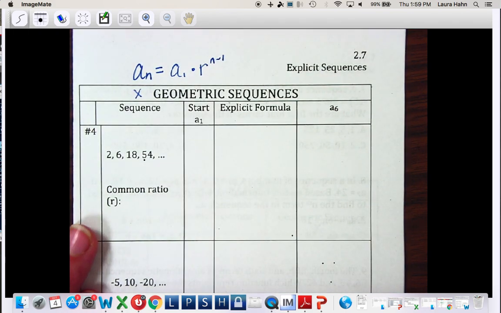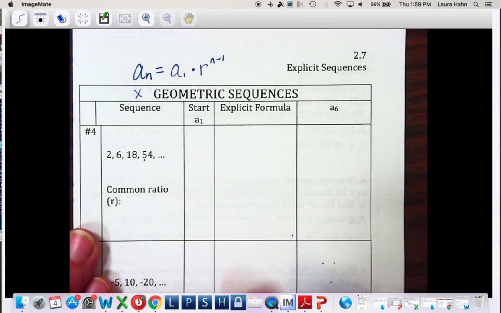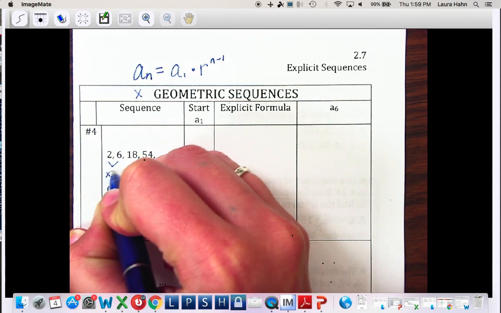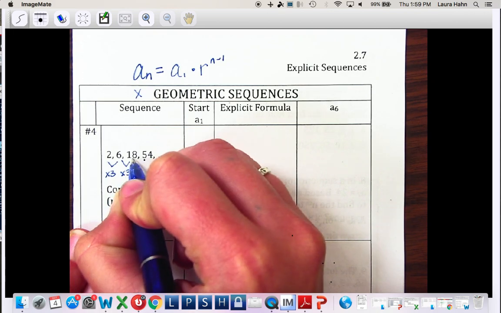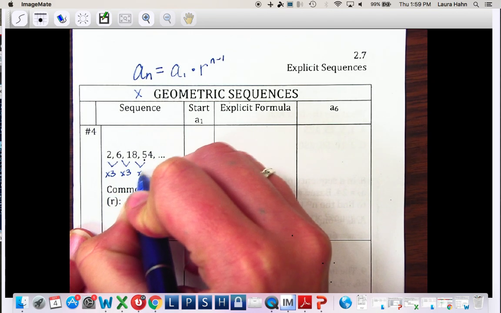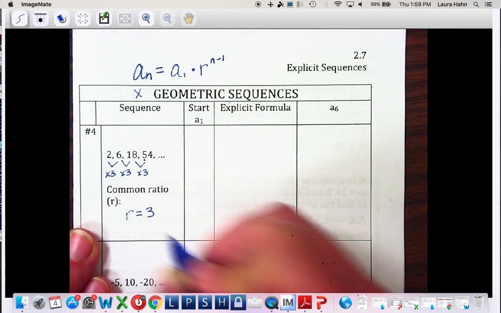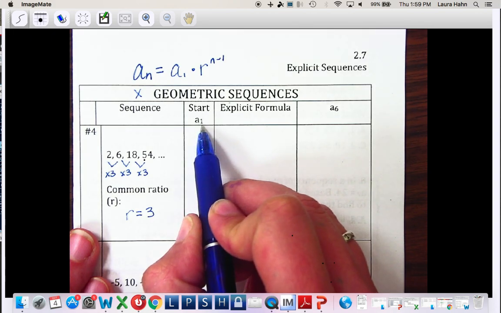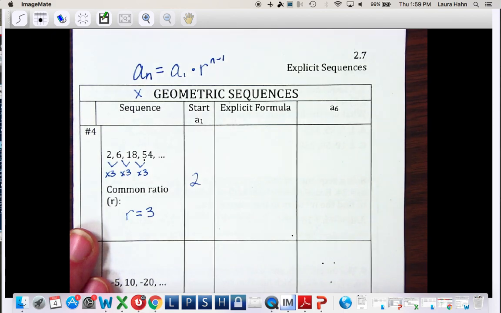All right, so we know we are multiplying by a number every time. Well, these numbers are getting bigger, so what am I multiplying 2 by to get to 6? Well, 2 times 3 is 6. 6 times 3 is 18. 18 times 3 is 54. So I know my common ratio, my R, is 3. A sub 1, my first term, we started with 2. So A sub 1 is 2.